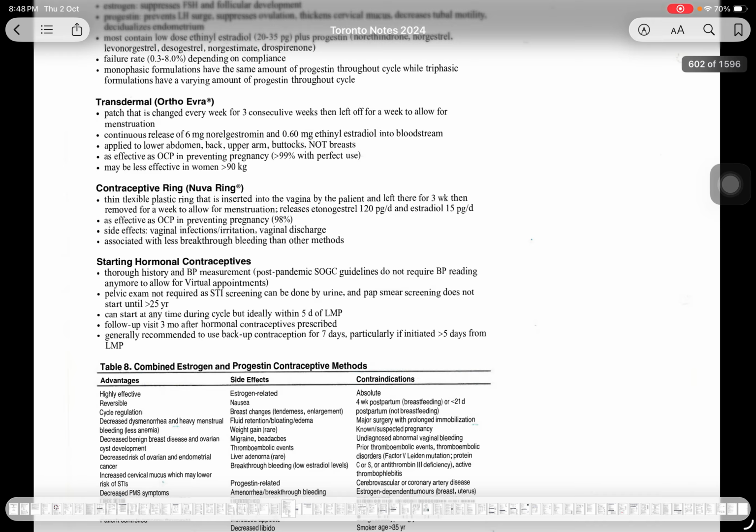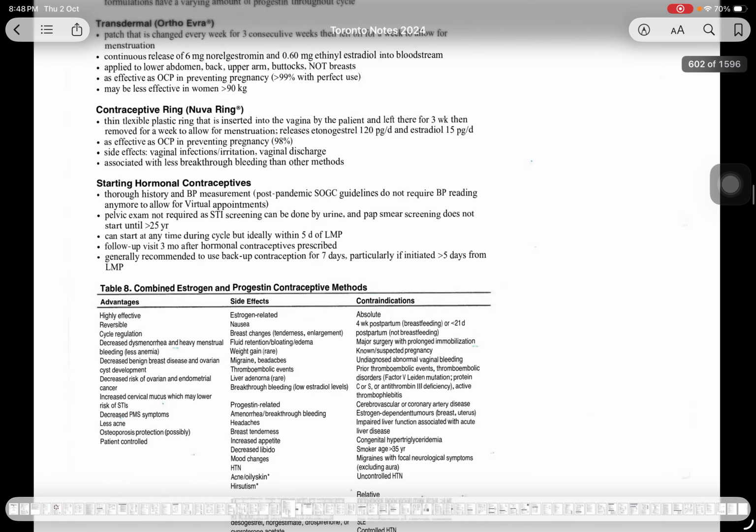So that's the reason. The most relevant thing about this is the duration, which is 3 weeks on, 1 week off, and not on the breast. It is as effective as OCP in preventing pregnancy, which means more than 99% of the time. So that's transdermal. Then come contraceptive rings.